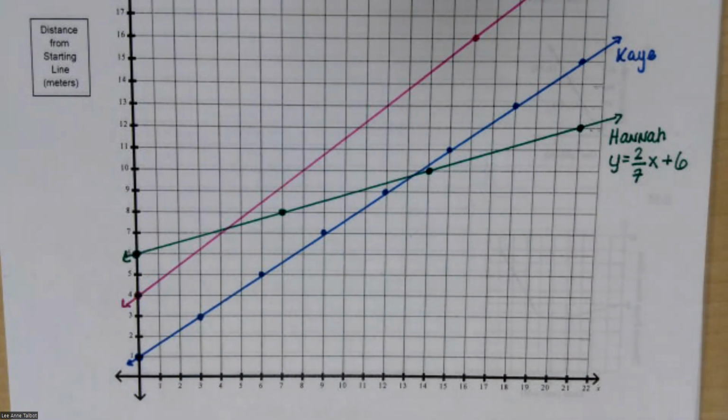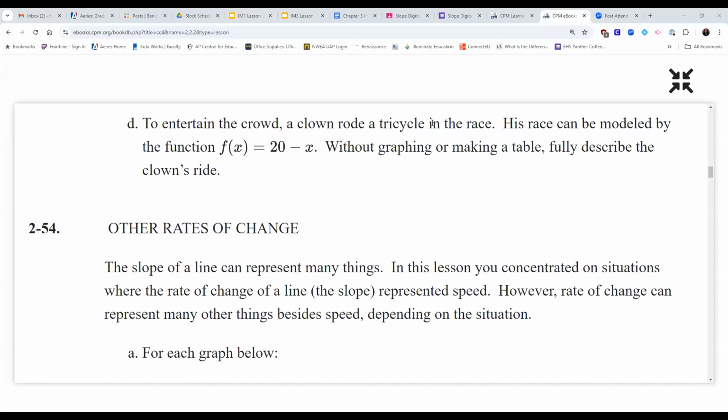All right, we have one more question for today, and then we're done. And you guys can work on whatever it is you need to work on. To entertain the crowd, a clown rode a tricycle in the race. His race can be modeled by the function y equals, or f of x equals 20 minus x. Without graphing or making a table, fully describe the clown's ride. Okay, we're actually going to graph it. We're not going to make a table though. So y equals 20 minus x.